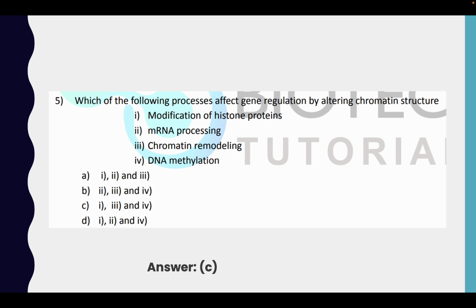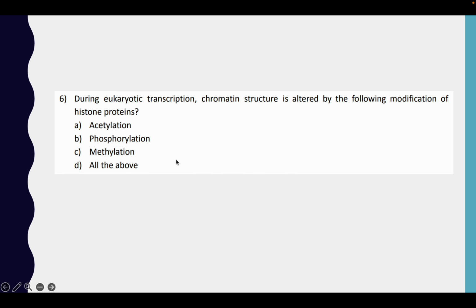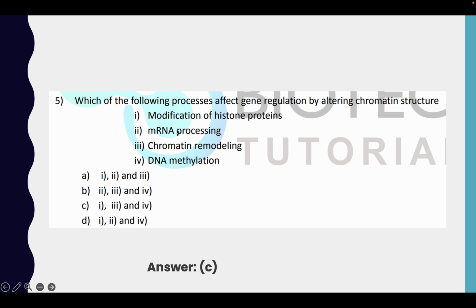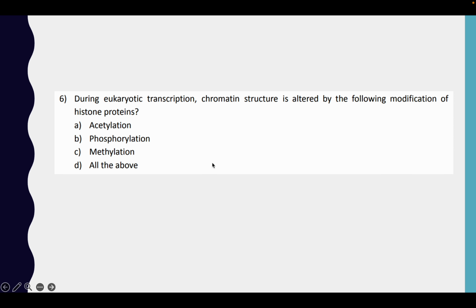In the previous question, I explained that in the modification of histone proteins, it could be acetylated. And also in DNA methylation, I already told that methylation of DNA occurs. So two options are already correct here, acetylation and methylation. And now phosphorylation. Phosphorylation is related to the chromatin remodeling. Okay, so here acetylation, here phosphorylation, and here methylation. So it is another form of this question. Okay, so here the answer is all of the above.